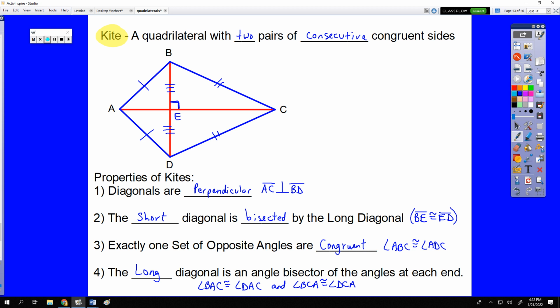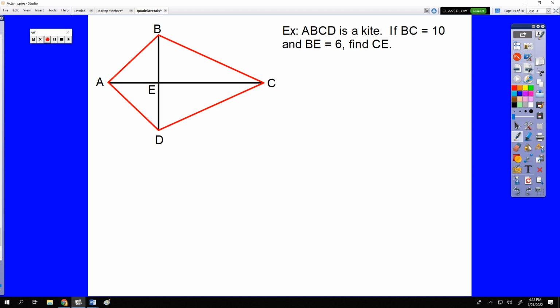Now with kites, we are not going to do problems on the coordinate plane. We are only going to do problems based in algebra, based on algebraic properties. So let's do a few examples of those. Here's the first. It says ABCD is a kite. If BC equals 10 and BE equals 6, find the length of CE.